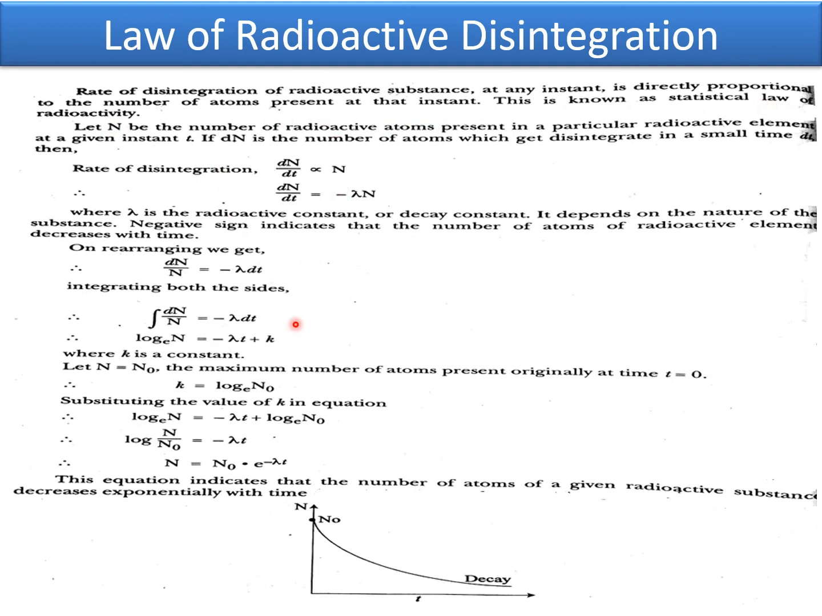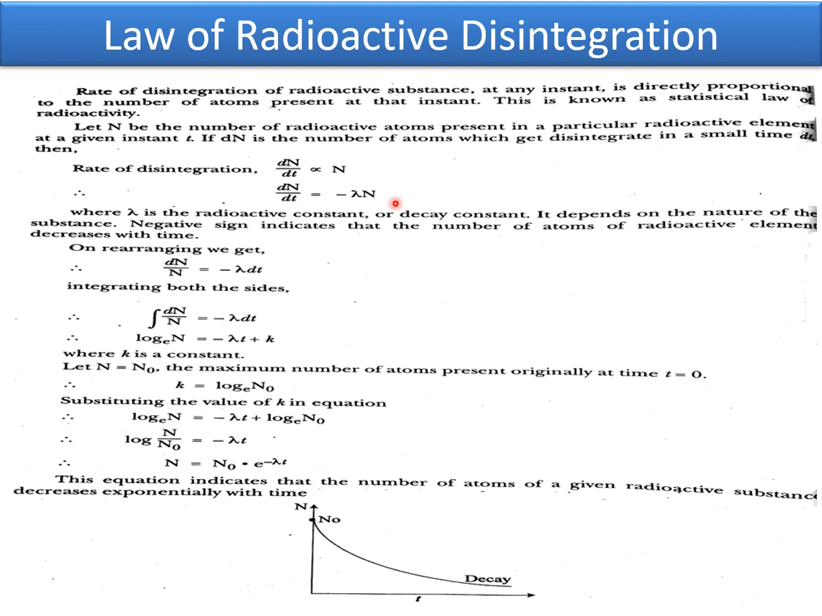This shows that if N is the number of particles at time t, and dN is the number of particles disintegrated in time dt, then the rate of disintegration is directly proportional to the number of particles present at that time. So dN/dt = -λN, where λ is the radioactivity constant, and the negative sign shows that the number of atoms of the radioactive element decreases with respect to time.